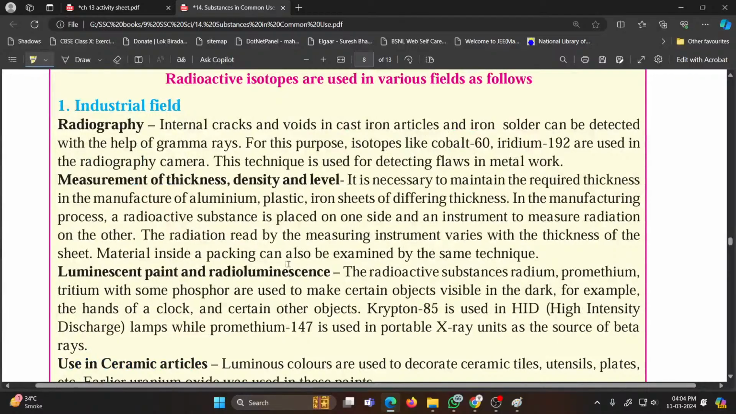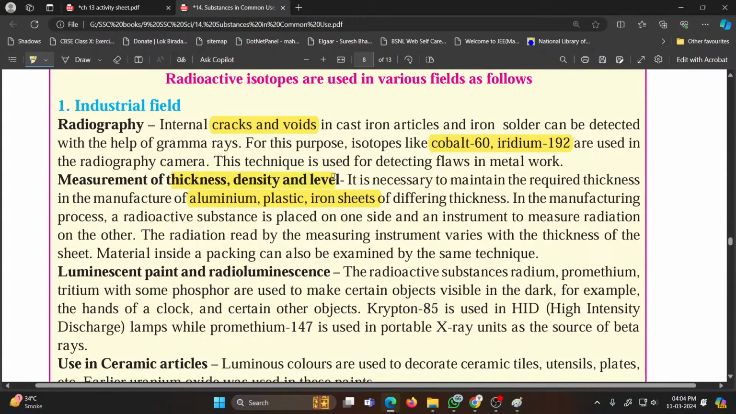Applications of radioactive isotopes in the industrial field. For identifying the cracks and voids, we use cobalt 60, iridium 192. Measurement of thickness, density and level of aluminium, plastic and iron sheets.